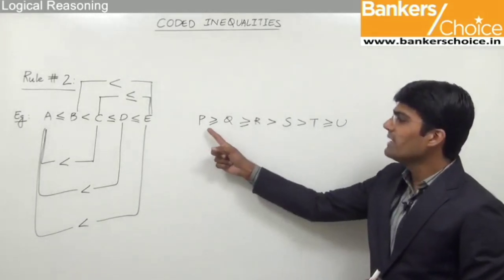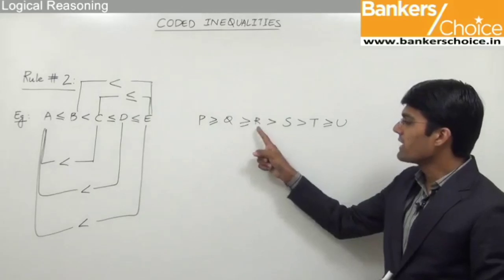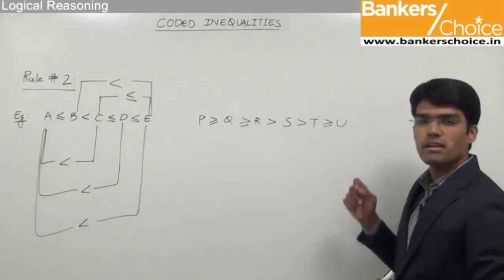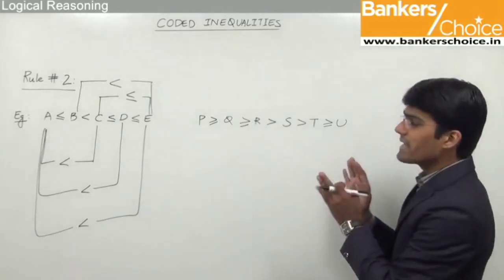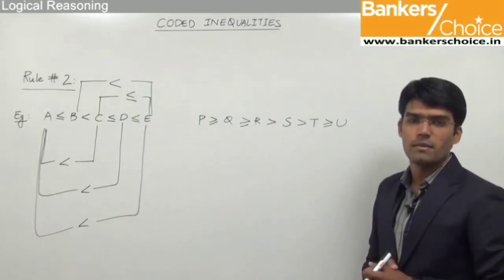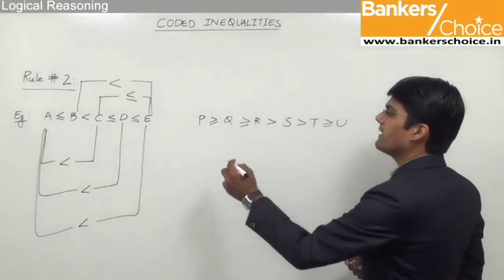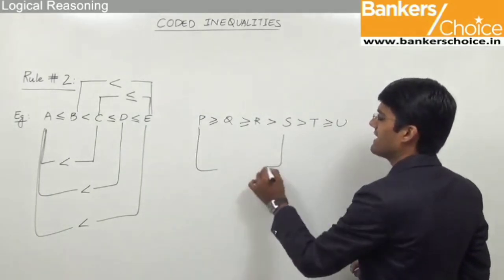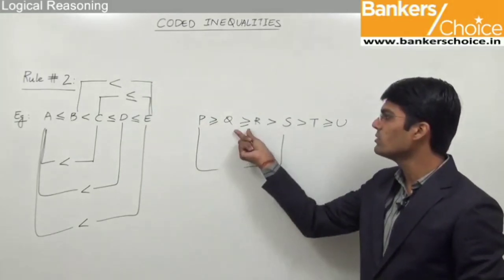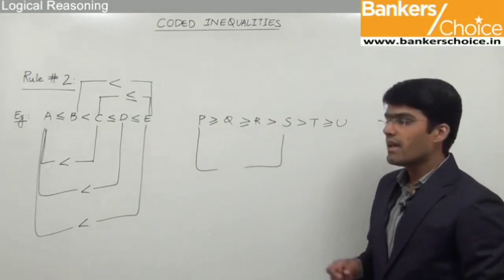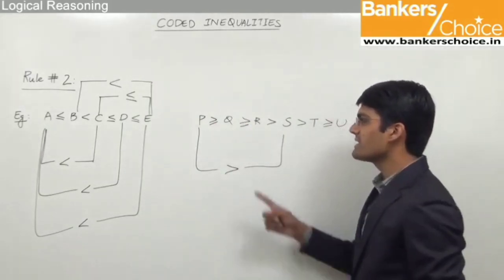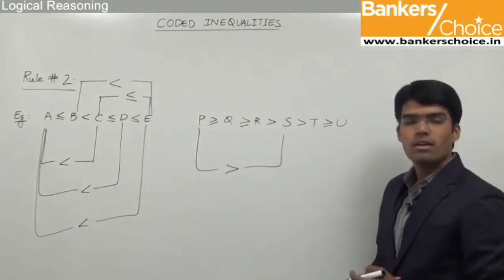We can see that P is greater than or equal to Q, greater than or equal to R, greater than S, greater than T, greater than or equal to U. Again, the same rule is applicable when we are comparing two distant variables in this sort of an inequation. Let us try to understand the relationship between P and S. As you can see here, the various inequalities we have are greater than or equal to, greater than or equal to and greater than. And the common part in each one of them is greater than. So we can say that P is greater than S.